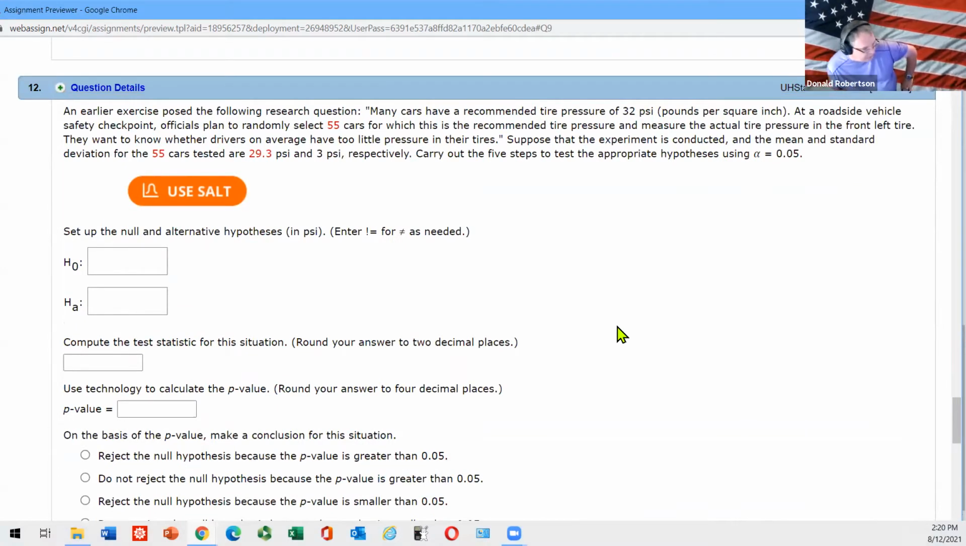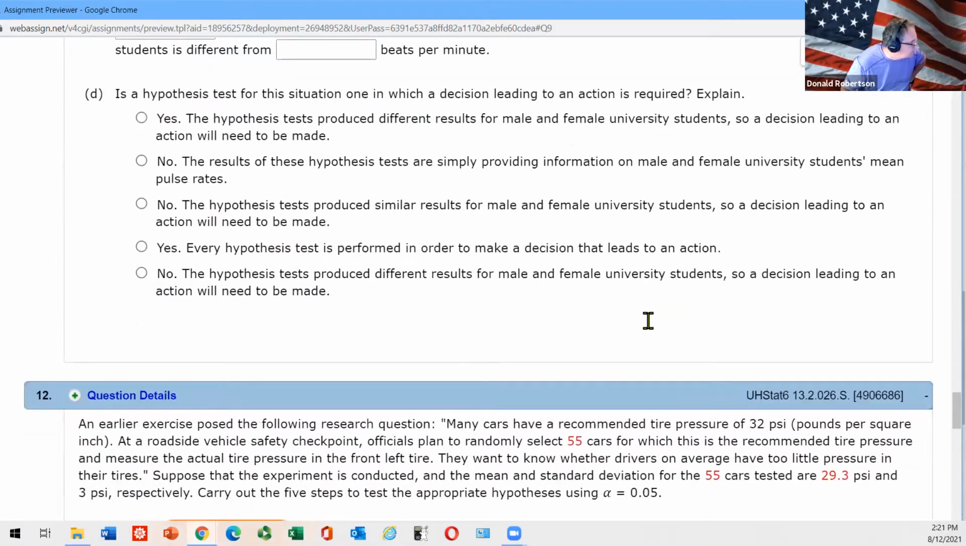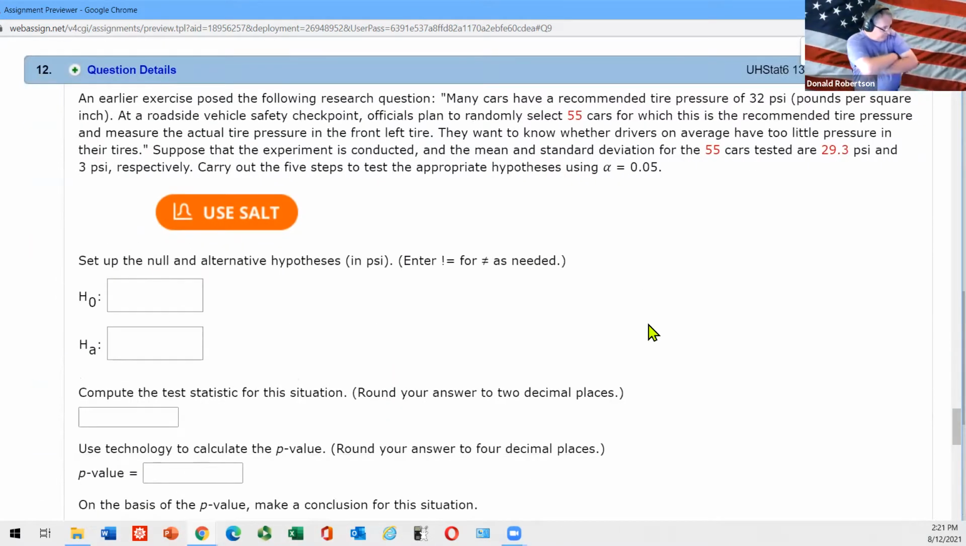Okay, let's do another one of these guys. This is question 12. I'll see if I can make it a little bit bigger to make it easier for everyone, including me, to read. Here we go. This story says that many cars have a recommended tire pressure of 32 pounds per square inch, PSIs. You've got a car, you probably knew that. If you didn't, and you go to a garage and you want to check your tire pressure, 32 is a good number, right?